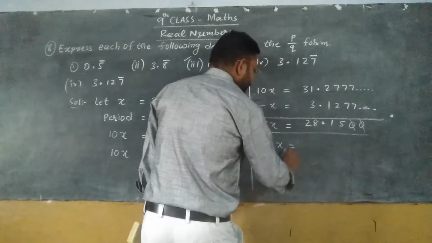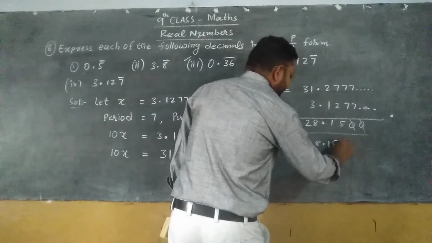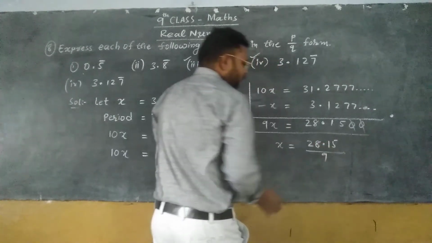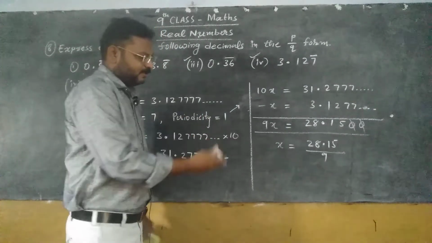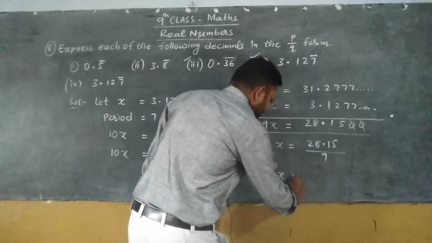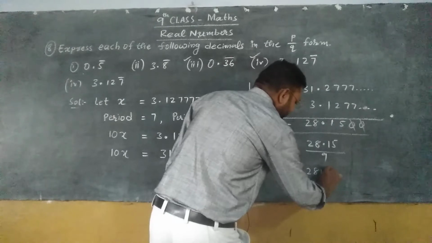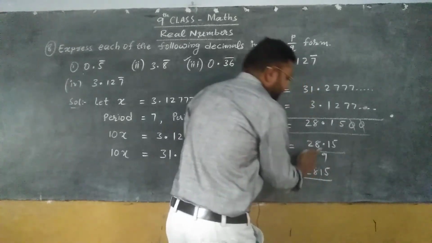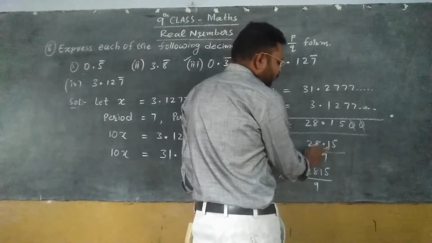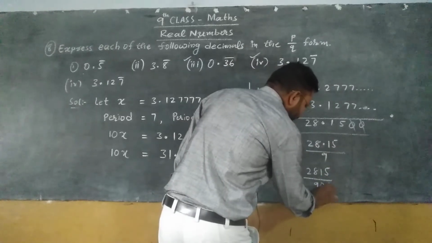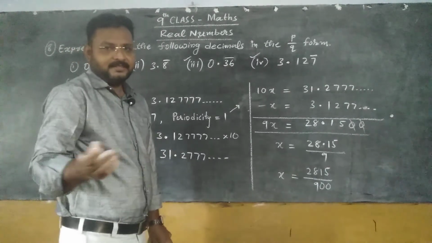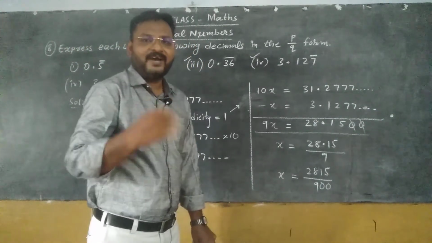x is equal to 28.15 divided by 9. Now in the numerator there is a decimal point, so you write 2815. Remove the decimal point, 2815 by 9. After the decimal point, how many digits do we have? 1, 2. So you write 2 zeros. 2815 by 900.